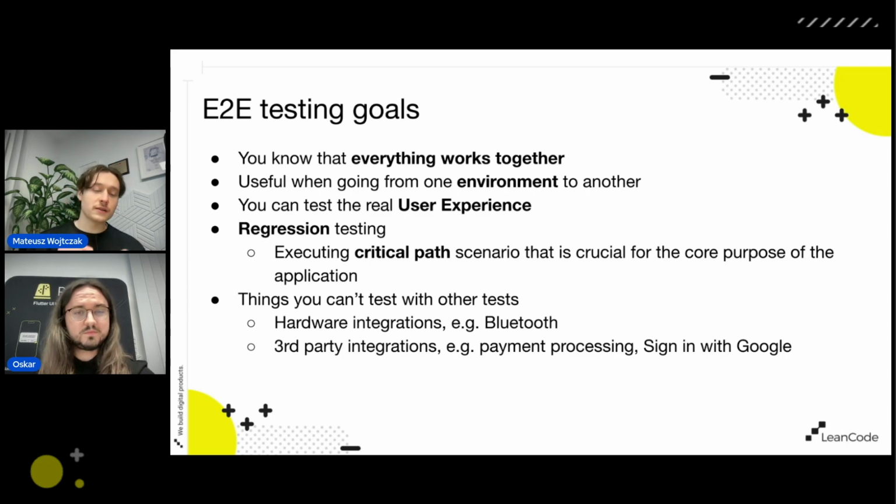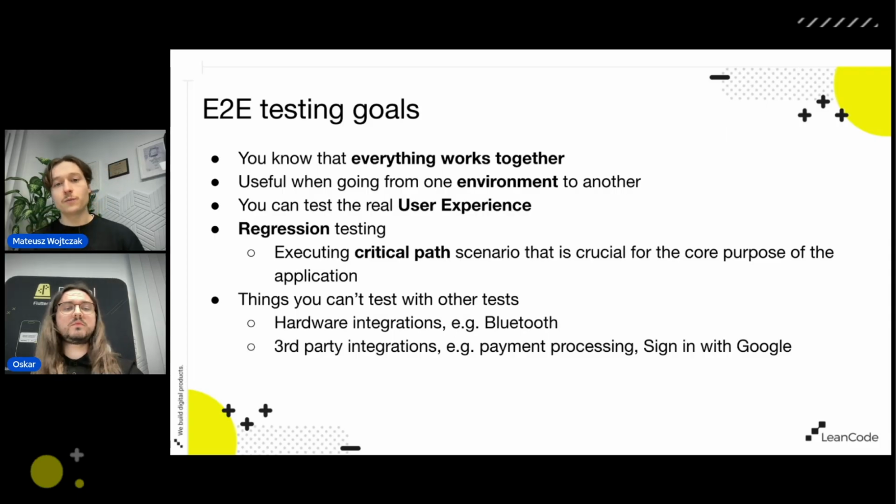What's also crucial is that we can test regressions. Many times we use end-to-end tests with regression testing. It means that we want to execute critical business paths that are crucial for the core purpose of the business, so that when we launch a new version, when we release to production, for example, we know that we make money, that there are no critical bugs that would destroy our business.